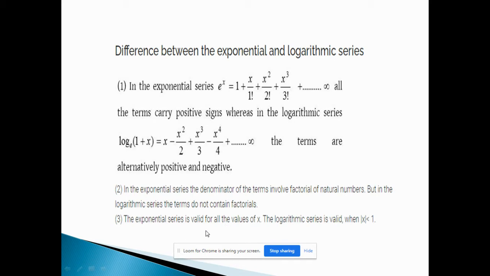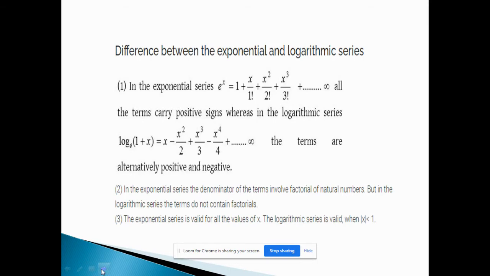In the exponential series, the denominators of all the terms involve factorials of natural numbers, but in the logarithmic series the terms do not contain factorials. The exponential series is valid for all values of x. The logarithmic series is valid only when mod x is less than 1.